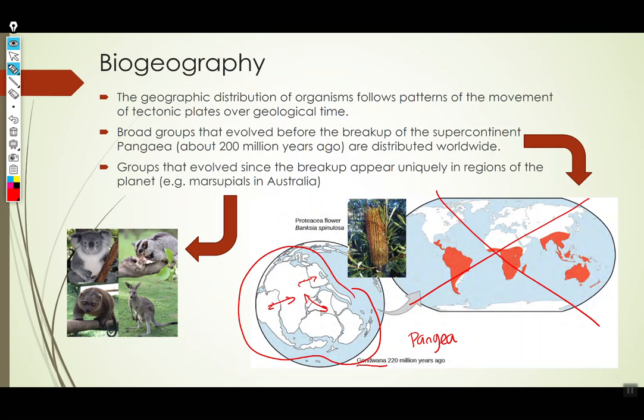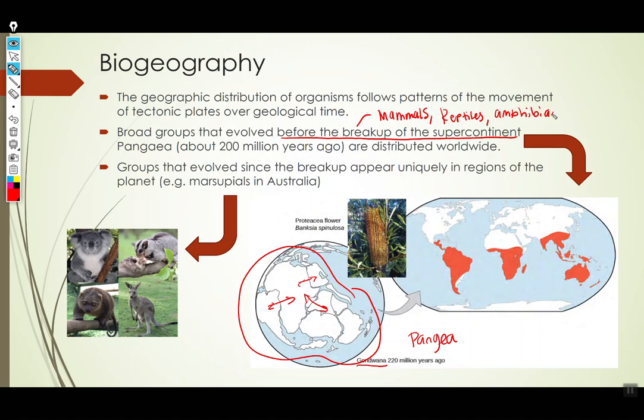As the continents spread apart, giving us this scenario, now this used to touch this landmass, doesn't anymore. So now we can't have emigration of species from here to here, at least not by walking. Of course, migratory birds are able to span distances like this, but the distance really is significant for evolution. So broad groups that evolved before the breakup of the supercontinent, mammals, for example, reptiles, amphibians, just to name a few, there are many others, are distributed worldwide.